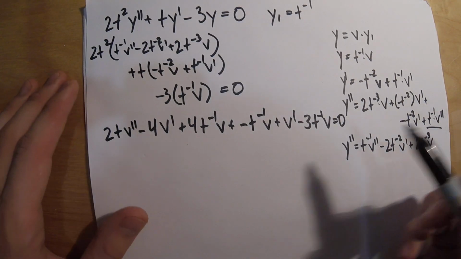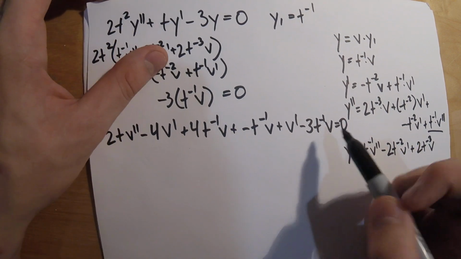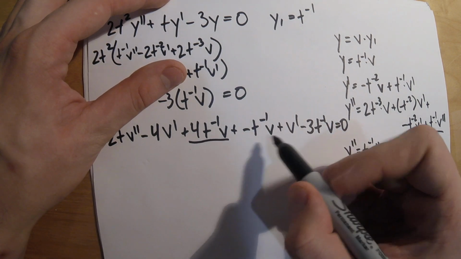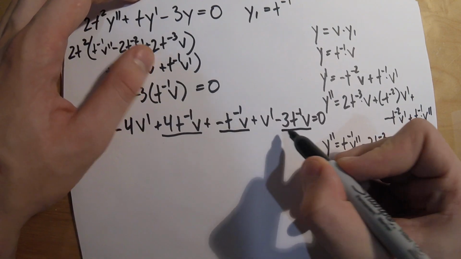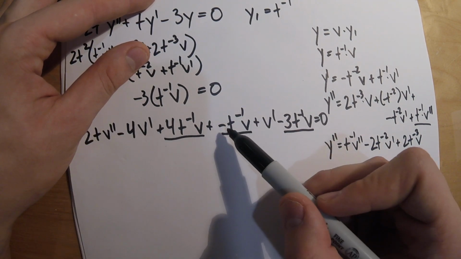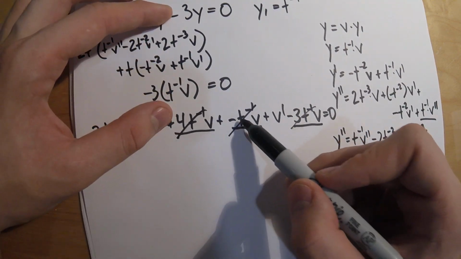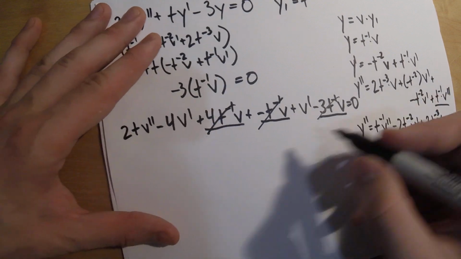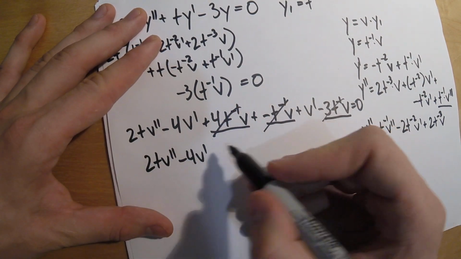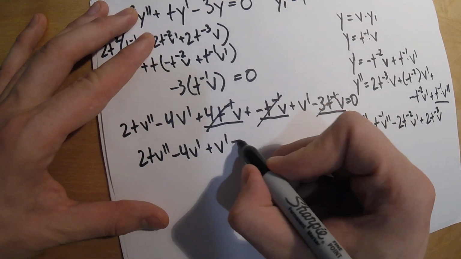So now once again, we want to get rid of v. If we didn't get rid of v, we did something wrong. So here we have a v, here we have a v, and here we have a v. Then we have v prime, v double prime. So what's the sum of these? We have 4 minus 1 and minus 3. The sum of it equals 0. Right? 4 minus 1, that's 3, minus 3, that's 0. Okay, so then we have 2t v double prime minus 4v prime, okay, plus v prime, also equals 0.